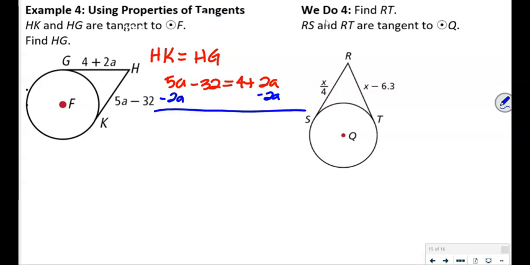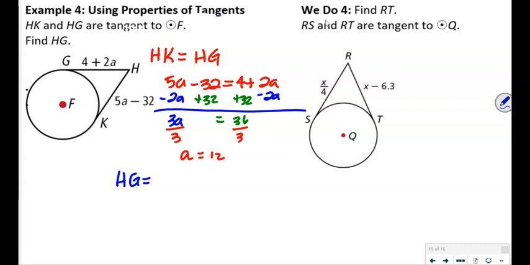This is just algebra, guys. Okay, so this is going to be 3a. Then I'm going to add 32 to both sides because I want to get the constants on the other side too. So that means this is going to be equal to 36, right? Then our next step would be to divide both sides by 3. So a here equals 12. Now here's the deal. It didn't ask me to solve for a. It asked me to solve for HG. So I'm going to solve for HG.